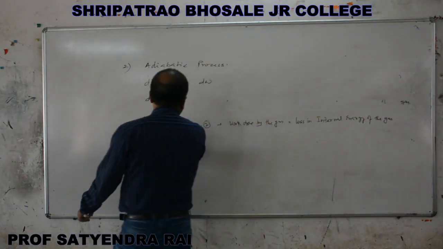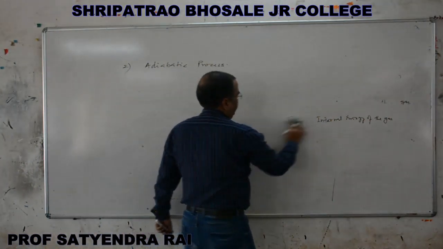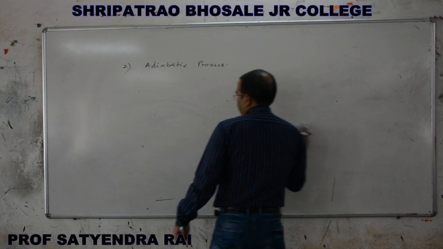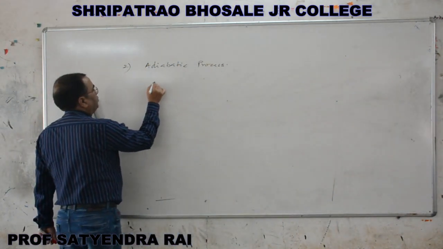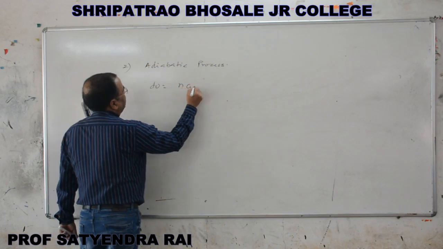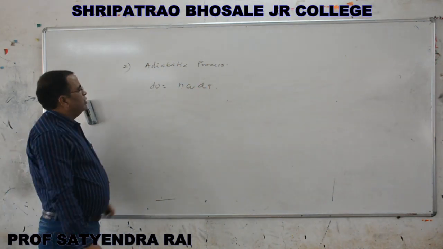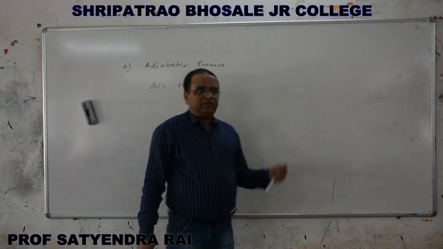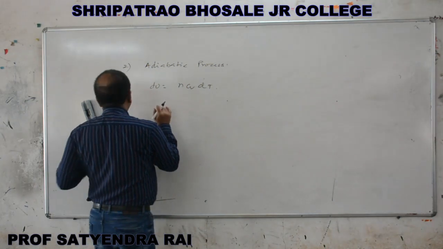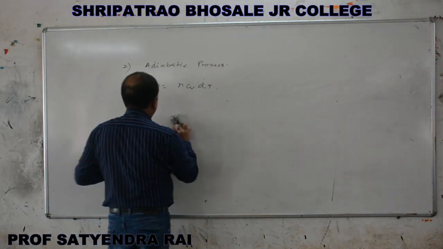And from there, we have the formulas now to calculate the internal energy. We all know internal energy change is dU, and the formula is universally correct: dU is equal to nCvdT. We can use it like that. nCvdT formula. And work done by the gas in the adiabatic process we can calculate easily.